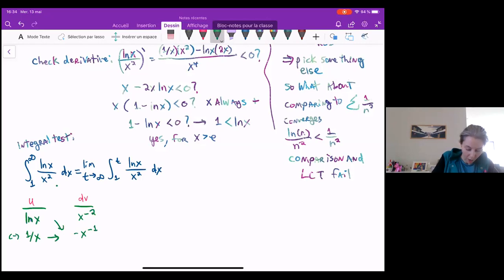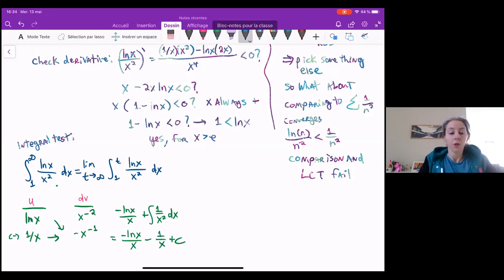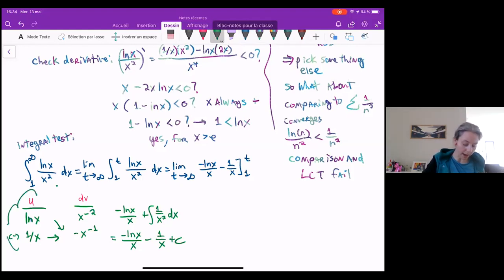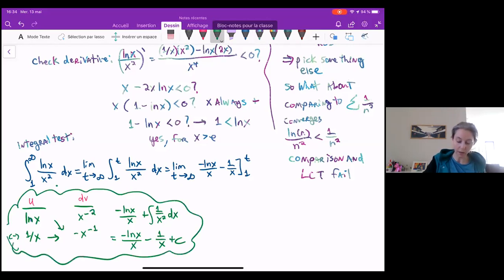And we get negative ln x over x plus the integral of 1 over x squared dx, which gives me negative ln x over x minus 1 over x plus c. Okay, so let's go back up there. Now we're going to put this back with our limit. The limit as t approaches infinity of negative ln x over x minus 1 over x, that I'm evaluating between 1 and t. Now remember, first we plug in the bounds, then we evaluate the limit.